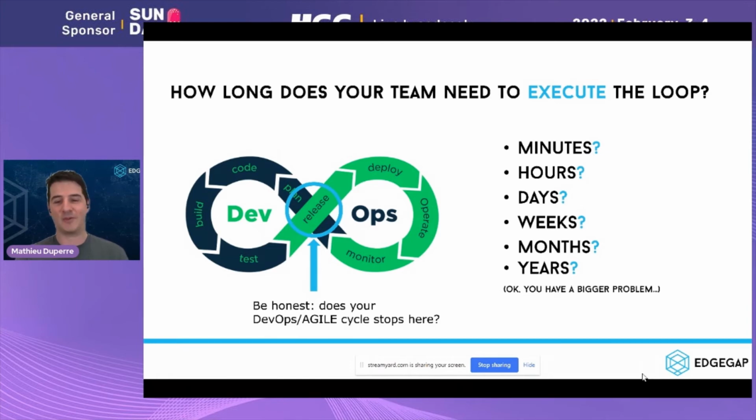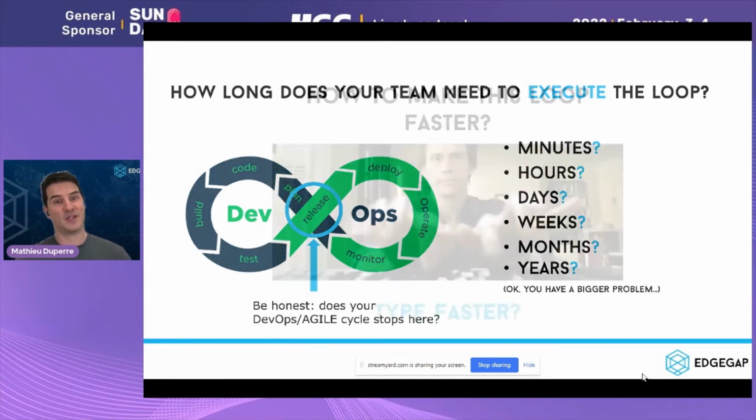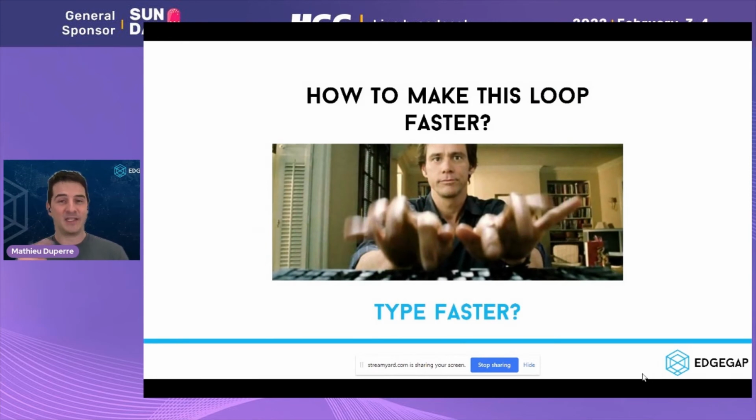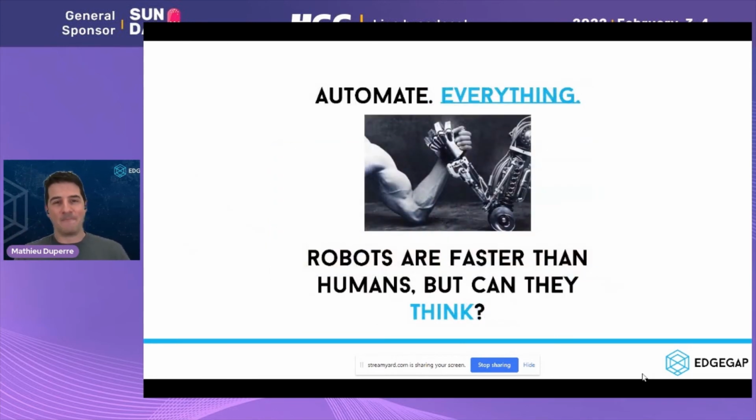You're stopping at release. At least that's what we've seen most of the time. So how do you make this loop go faster? How do you make this so that we can get the feedback quicker? The solution is to automate.